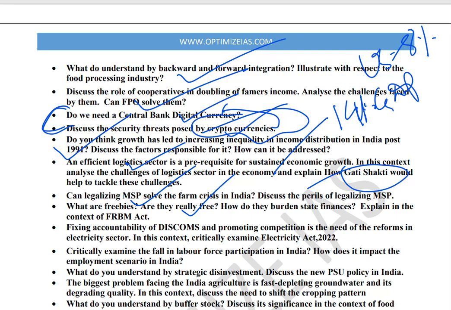Next is the topic of discoms. Discoms are also in news for wrong reasons. Now the government has come out with Electricity Amendment Bill 2022, which will reform the discom sector. So this is also a very important question.